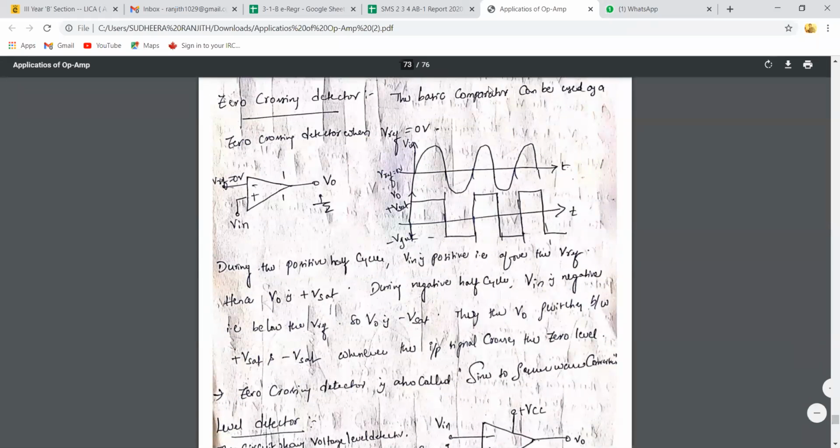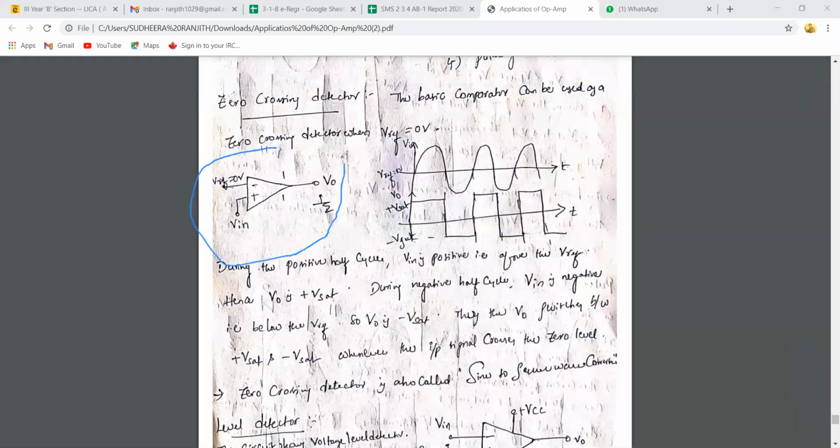Yeah. So this is a zero crossing detector, which is a basic comparator, right? If you observe the sinusoidal input given to the non-inverting input of the op amp, whenever that input signal crosses the zero level, you can observe the changes in the output. Initially, during the positive cycle of the input signal, your output is plus VSAT. Whenever the input signal crosses the zero position, that is, V reference is zero, the output changes.